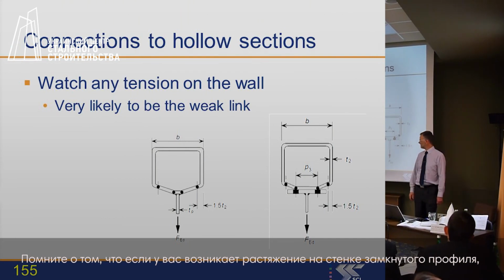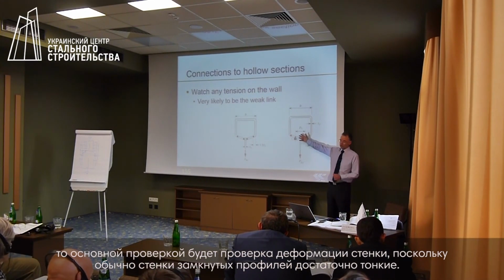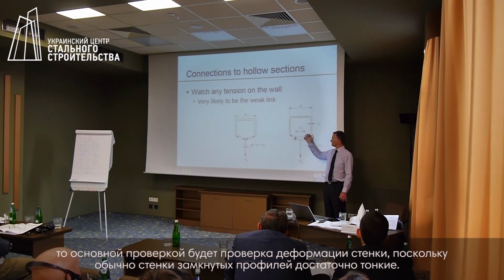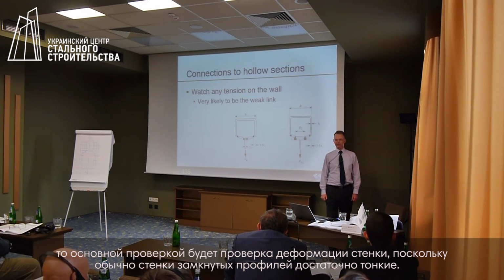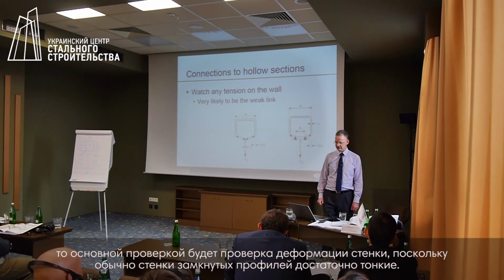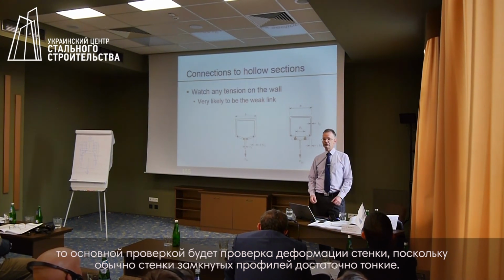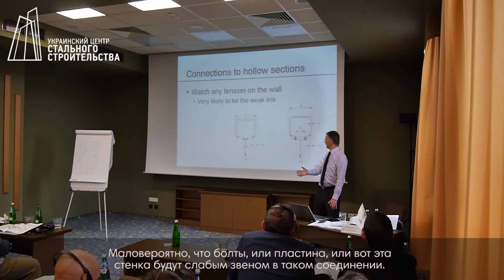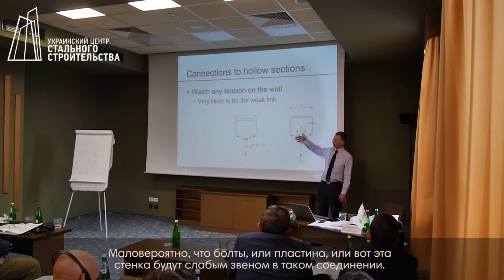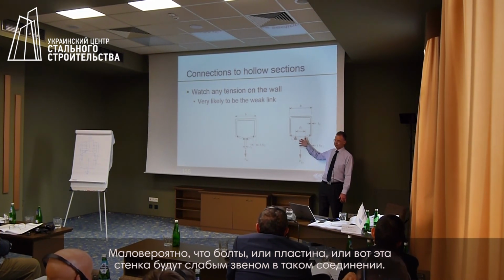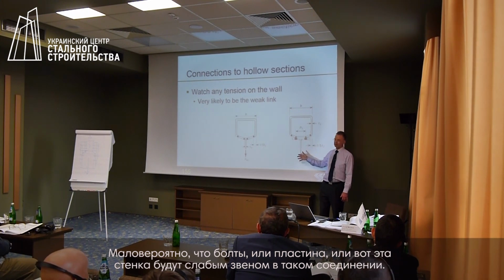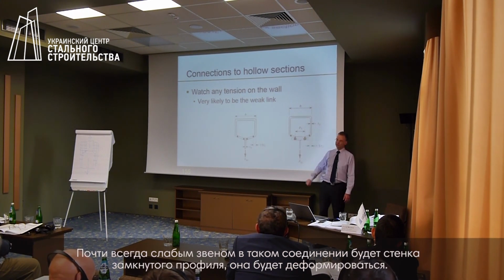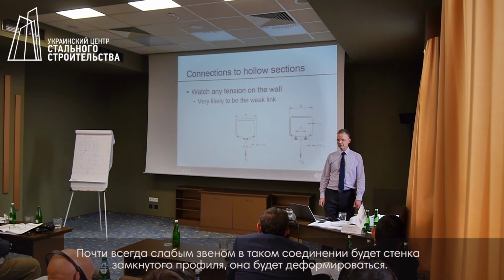Remember, if you're putting tension into a hollow section, they almost always have very thin walls. It's likely that deformation of the hollow section will be the key design check. It's not likely that the bolts will be the weak link, or the end plate, or the weld, or this web. It's almost always going to be the deformation of the hollow section.